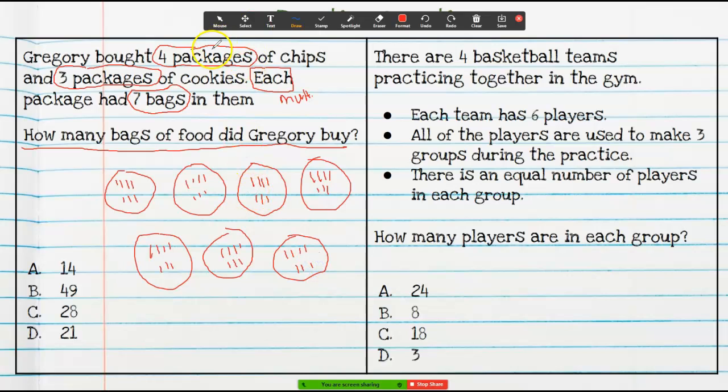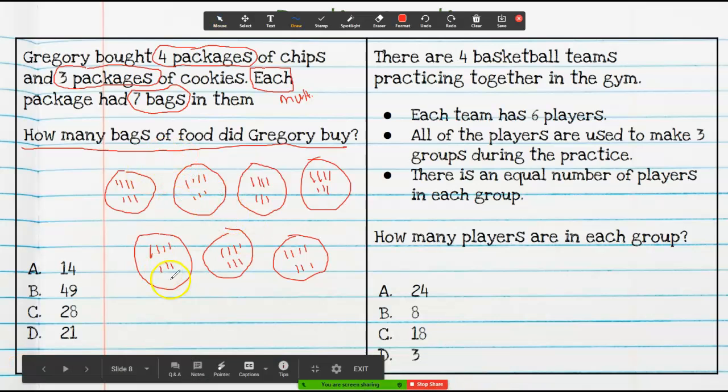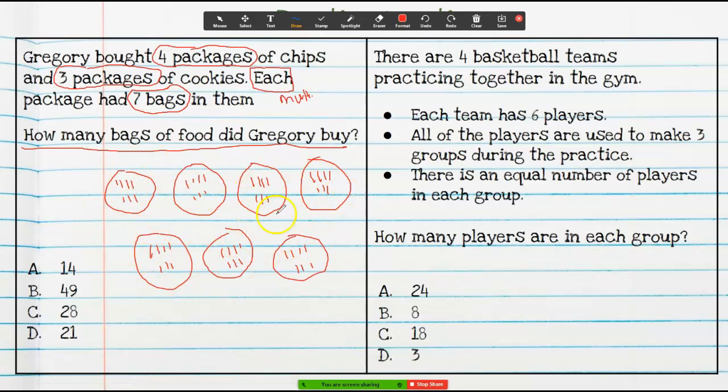Okay, so we drew our picture. We have 4 packages of chips right here. 1, 2, 3, 4. We have 3 packages of cookies. 1, 2, 3. Now I want you to pause the video here, and I want you to count how many bags we have total. And that's going to give us our answer, because it wants to know how many bags of food did Gregory buy. So pause the video here and find your answer. Alright, you should have gotten 49 because this is a 7 times 7. So our answer is B.